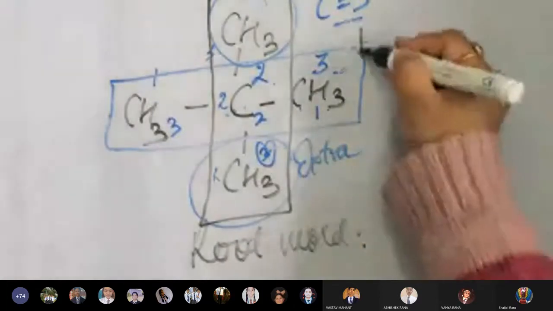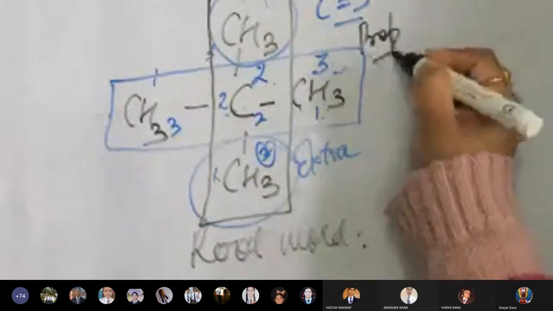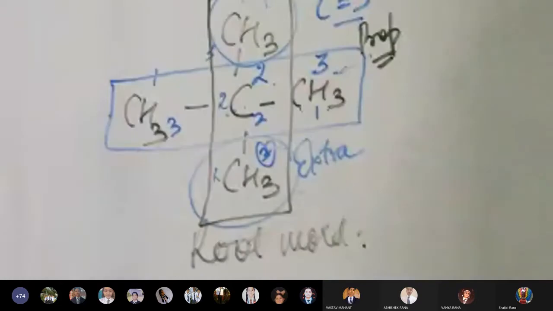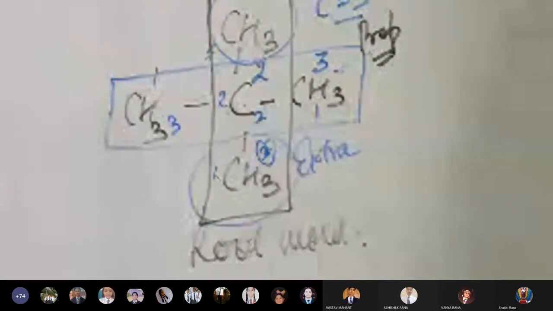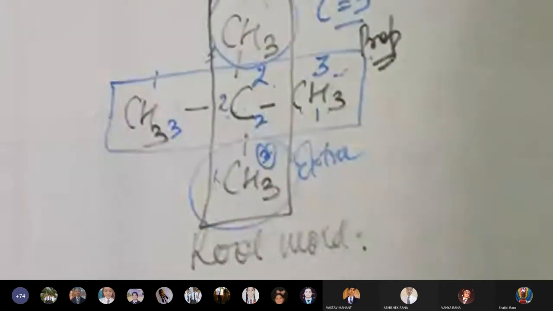So for carbon number 3, your root word is prop. That is why many of you got the root word as prop. Okay, one rule is done. Now I have to tell you the variation in this rule. You can try various examples to find various things.